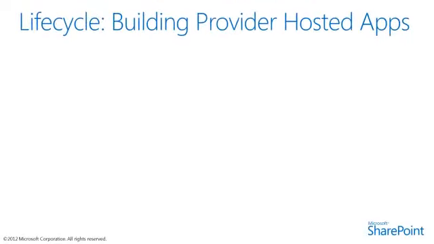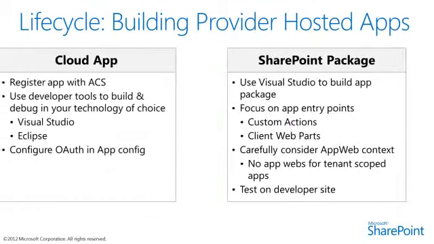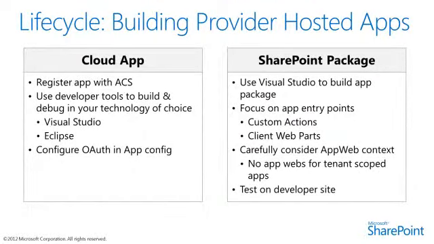The life cycle of building provider-hosted apps looks like this. You'll create your cloud app, and to do that you'll use developer tools to build and debug the app using your technology of choice, whether it's Visual Studio or Eclipse, and you'll register the app with Access Control Services, ACS, inside your Office 365 Azure tenant. And then you'll configure the OAuth and the app config for your application.